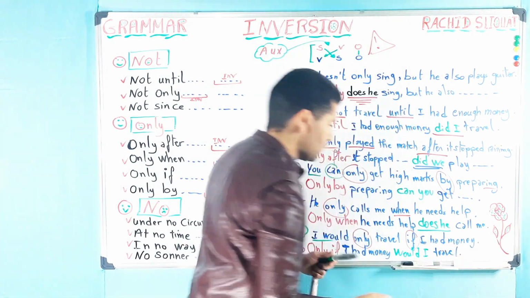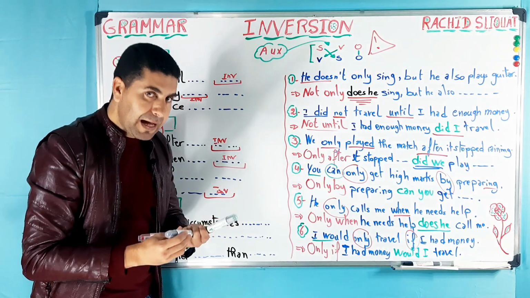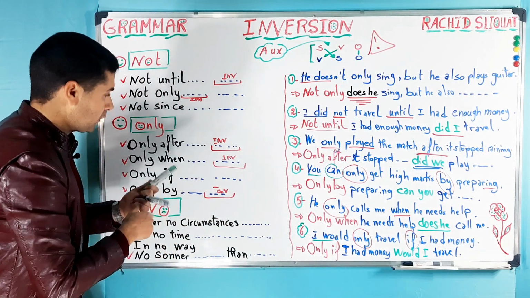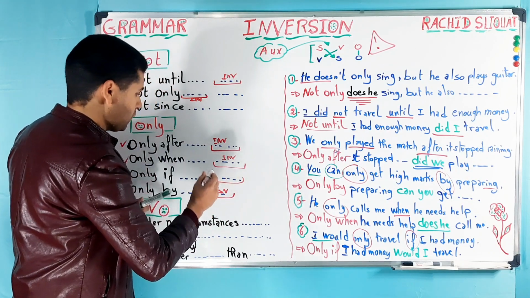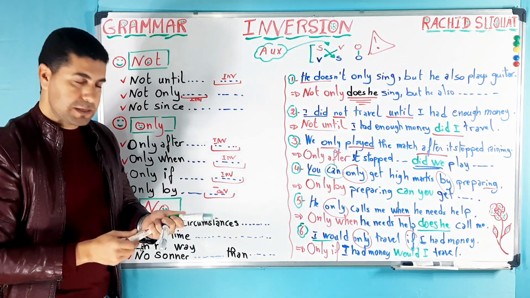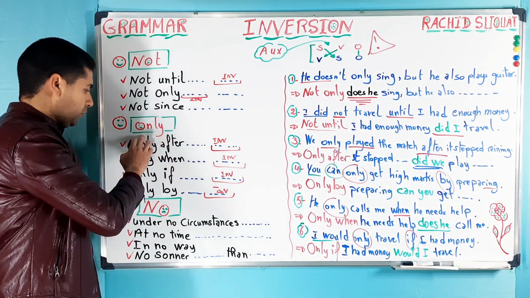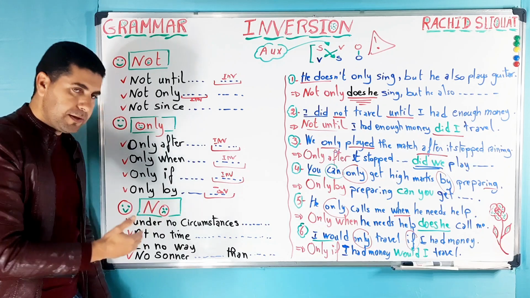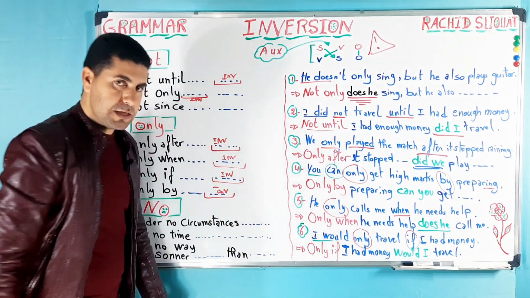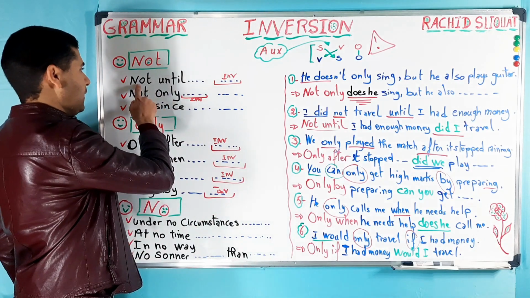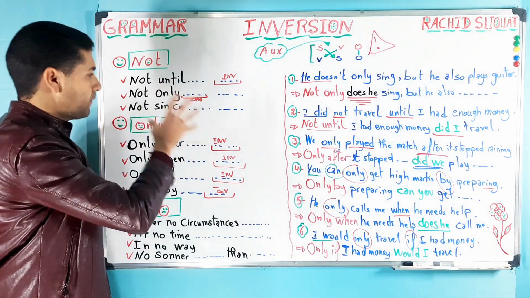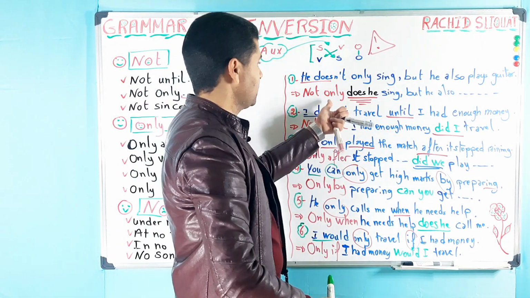All right, would I travel? So again, if you can see here, inversion is in number 2, inversion in clause number 2, or the second clause. So expressions with only after, only when, only if, only by, always have inversion in the second clause. Not like, for example, not until or not only, where inversion is in the first clause.